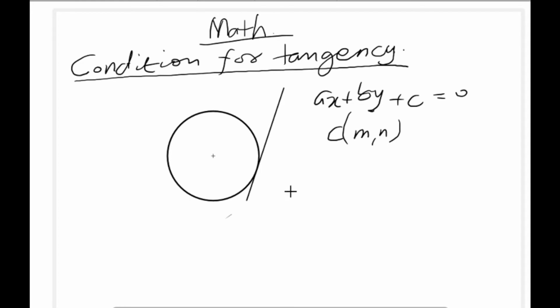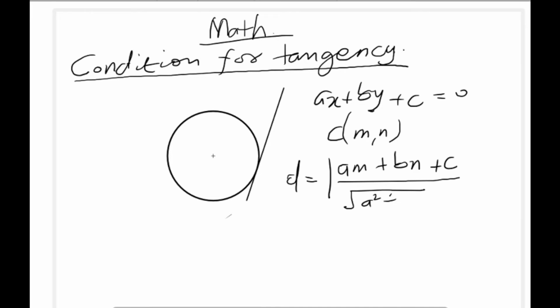Then the perpendicular distance from this line to the center of the circle, which we would like to call d in this case, will be equal to the absolute value of am plus bn plus c all over the square root of a squared plus b squared. That's, like I said, absolute value. So this is going to give us the perpendicular distance from the center of the circle to the line when you are given the equation of both the line and the circle.